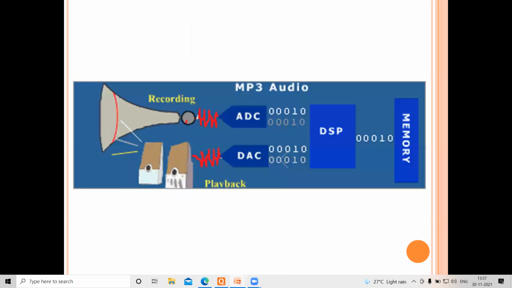One example, I have shown in the form of a figure. One is your recording, which is in the form of analog. You use an ADC to convert analog to digital. Then feed it to your DSP processor, and this information goes to memory. Then when you retrieve it, again you have to convert that back from digital to analog. Then your signal is in the mechanical form.